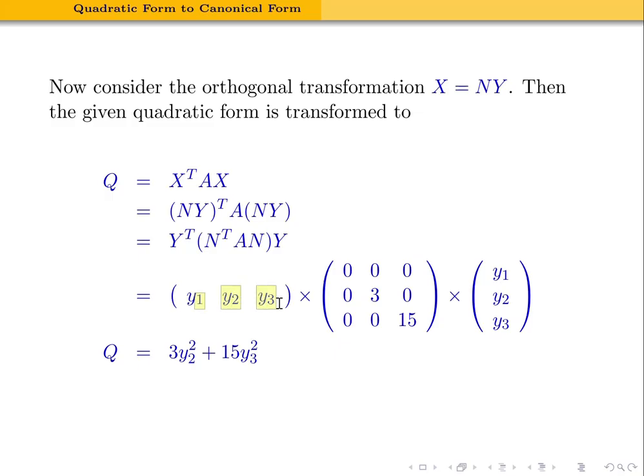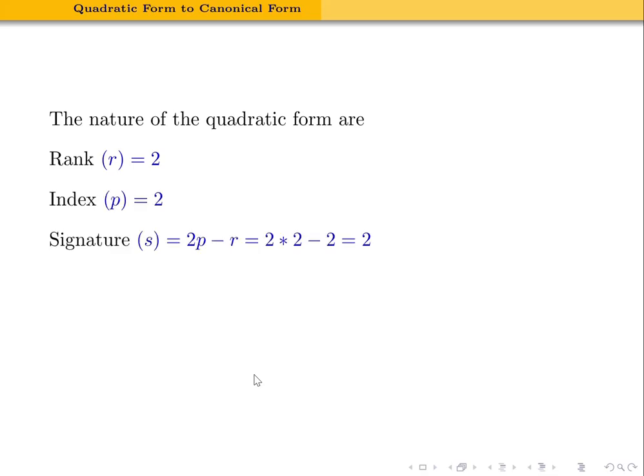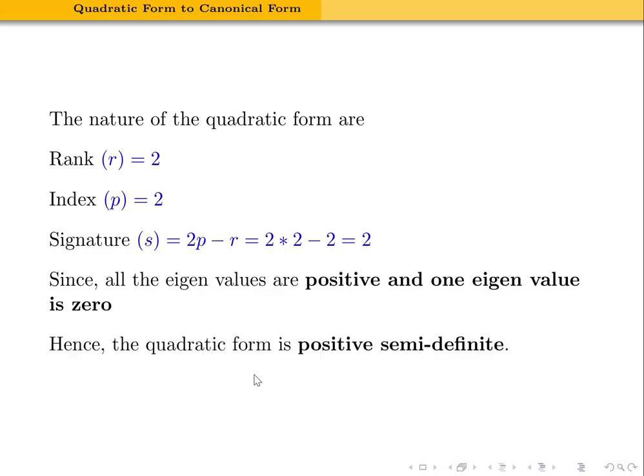Y transpose is y1, y2, y3. Since it is a row matrix, y is the column matrix y1, y2, y3. Therefore, multiplying these three matrices, we will get Q is equal to 3y2 square plus 15y3 square. Now we are going to find the nature of the quadratic form. Here rank is 2, index is 2, so signature is 2. Since all the eigenvalues are positive and one eigenvalue is 0, we conclude the quadratic form is positive semi-definite.